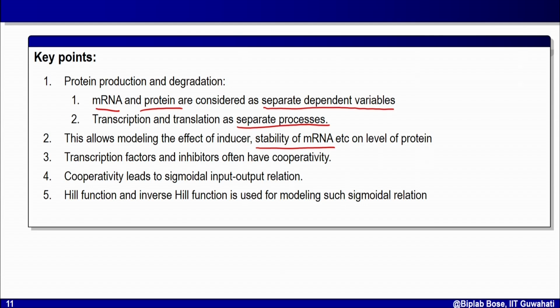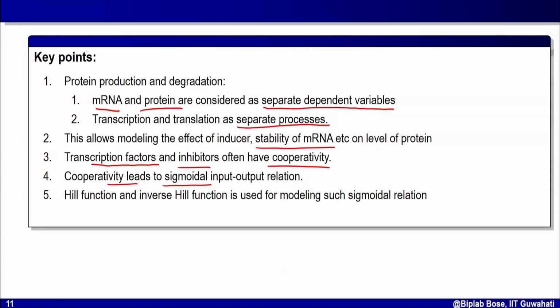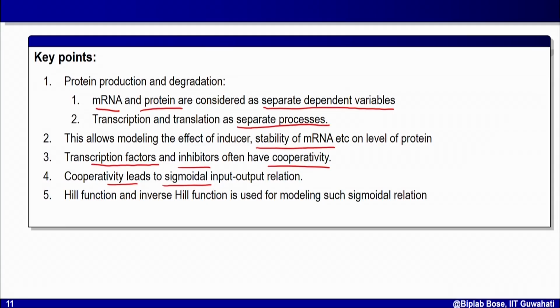Now we have to remember, in most cases, transcription factors or inhibitors work with cooperativity. This cooperativity sometimes leads to a sigmoidal input-output relation. So the input-output is not linear but non-linear and has an S shape, and the S saturates at a higher value. If experimental data tells you that you have a sigmoidal input-output relation for the transcription factor involved in this system, you can use the Hill function, which is very simple, or an inverse Hill function to model this type of sigmoidal behavior.